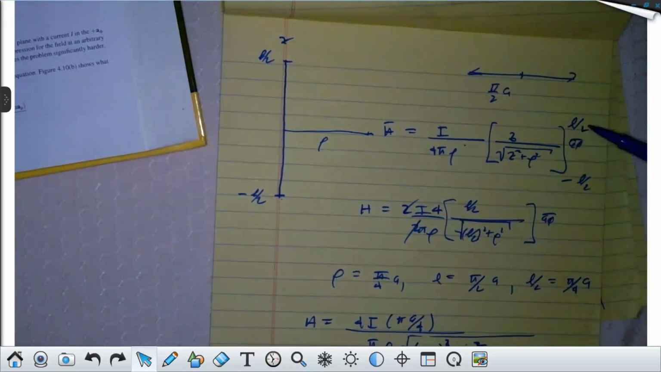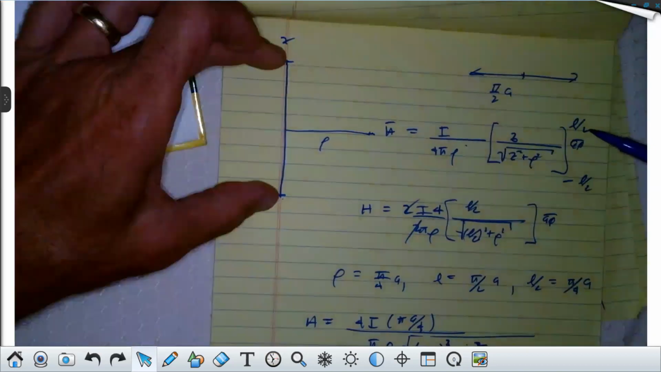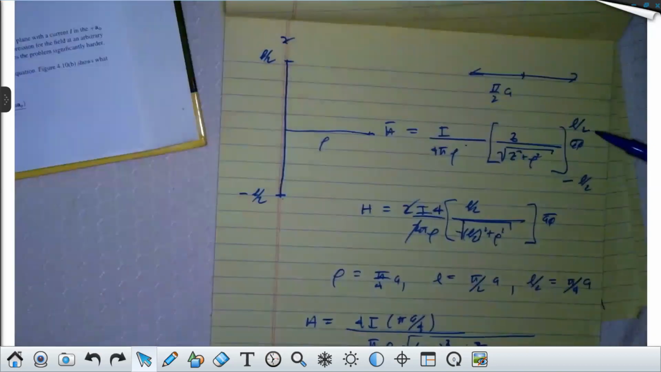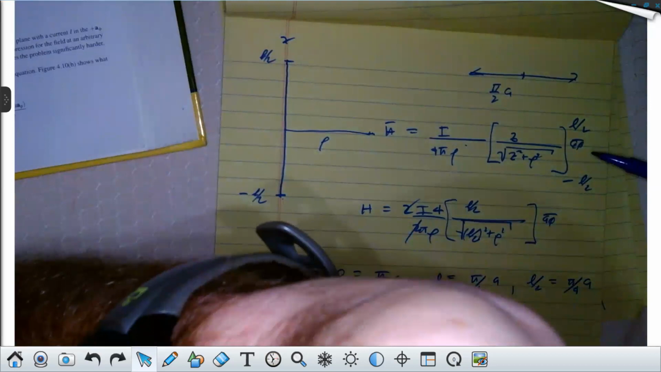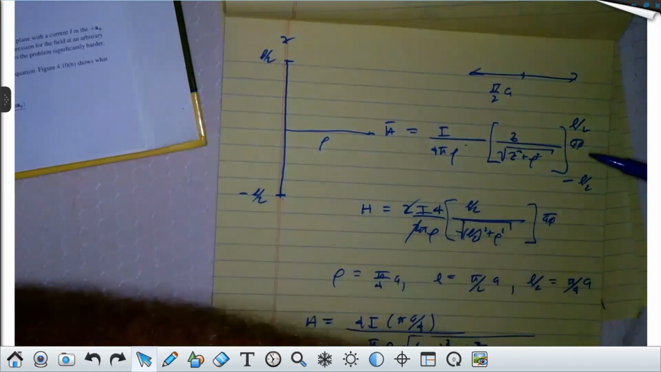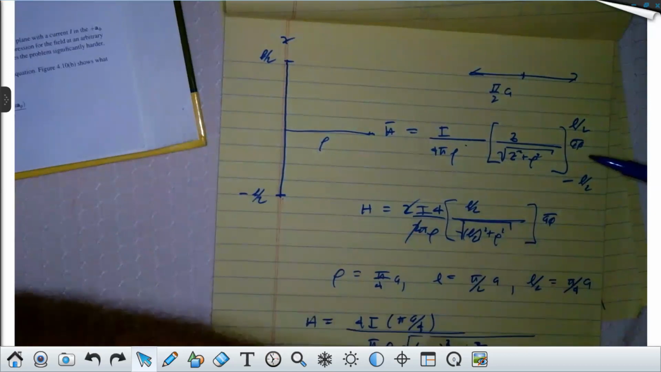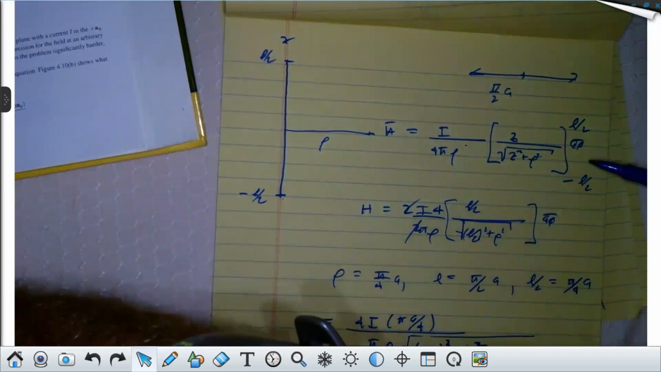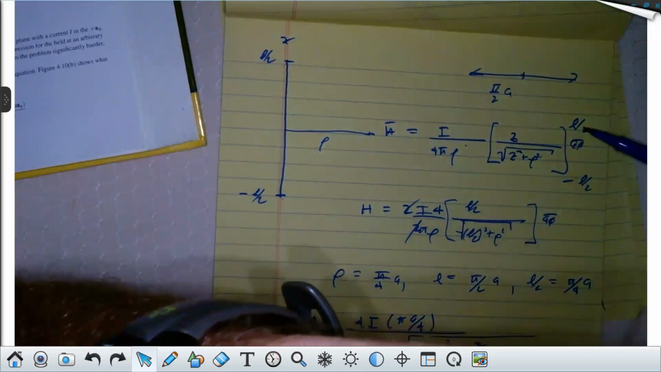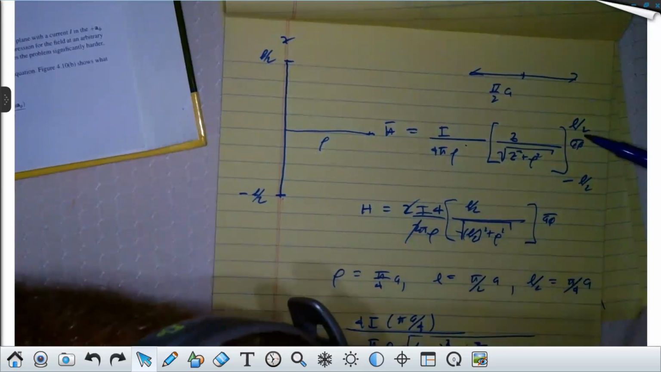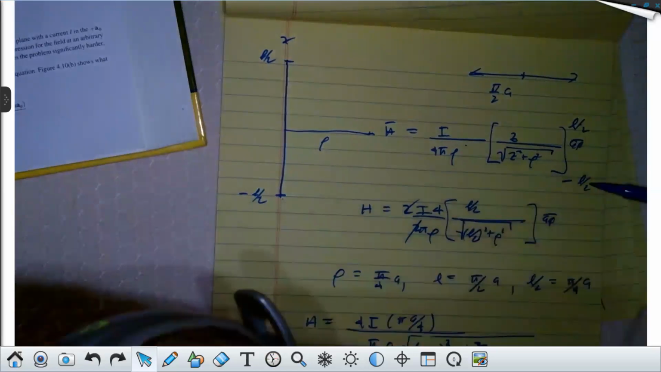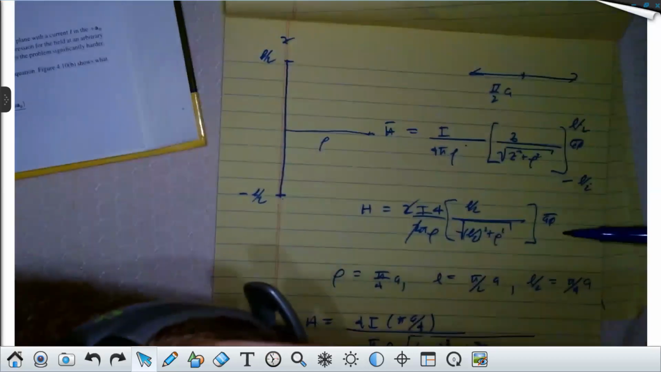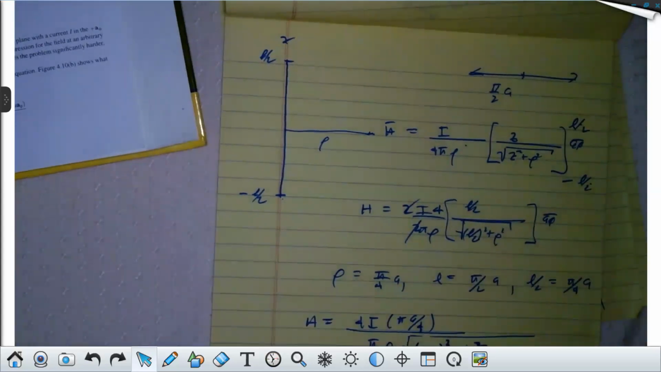All right. First, I have to define what L is, right? L over 2. Well, L is the length of one side. If you go back, remember, the circle had a perimeter of 2 pi rho, or 2 pi a, right? So if I take that and divide it by 4, pi over 2a would be the length of each side of a rectangle, or a square, right? Now, since that's the total length, half that length would be pi over 4a. So I put pi over 4a here and minus pi over 4a there, and I evaluate this. And that's what I got here, right?